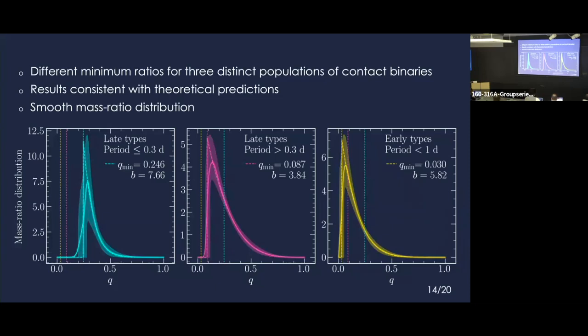to late types with periods below 0.3 days. And we obtained minimum mass ratios of 0.03 and 0.246. This points to apparent dependence of the minimum mass ratio on the period of the system, but most likely the dependence is actually on the composition and the mass of the system.